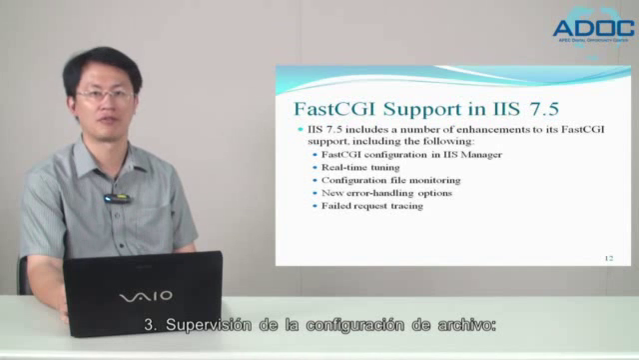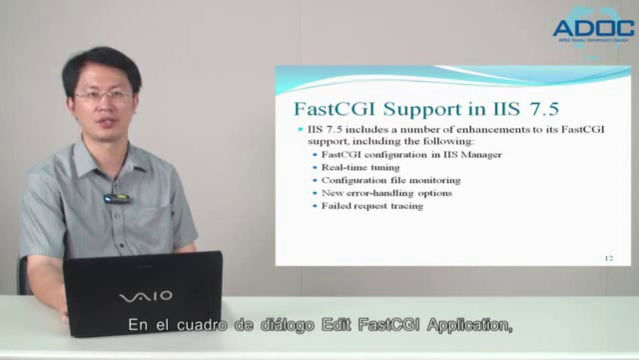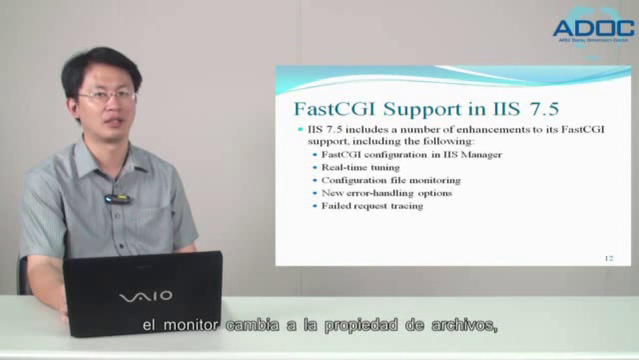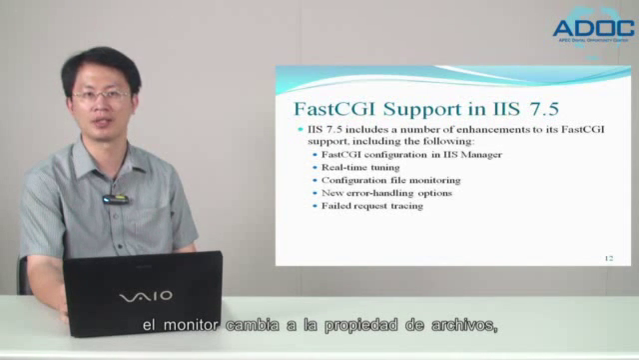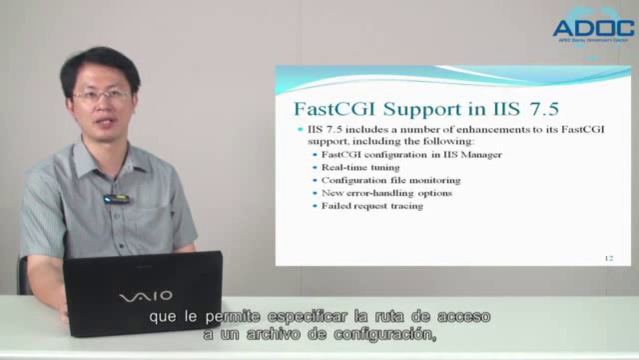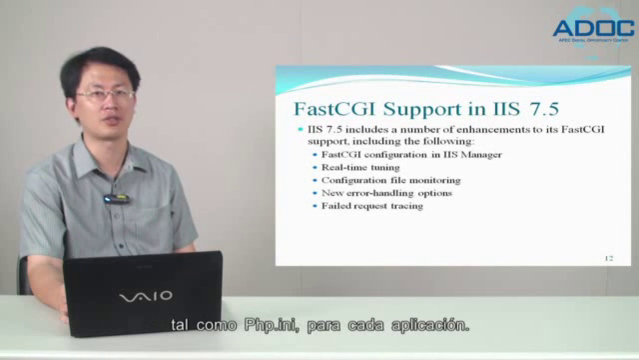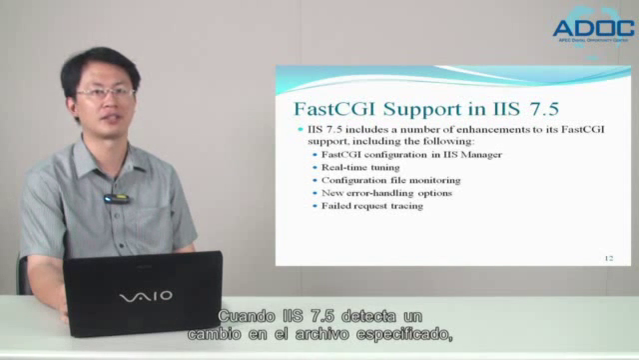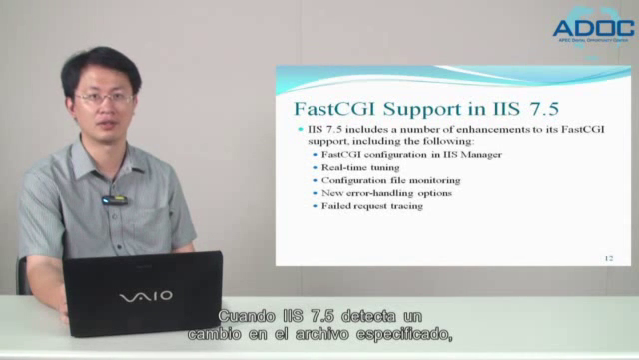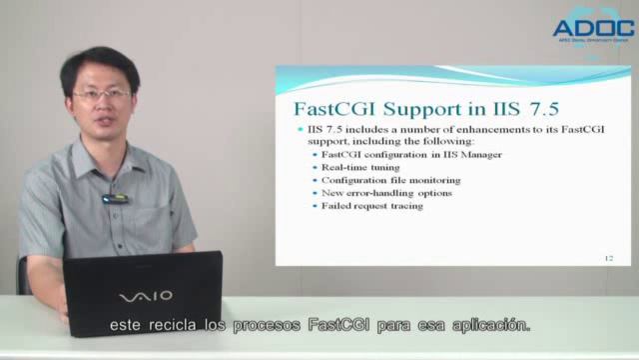Third, configuration file monitoring. In the added FastCGI application dialog box, the monitor changes to file property enables you to specify the path to a configuration file, such as php.ini, for each application. When IIS 7.5 detects a change to the specified file, it recycles the FastCGI processes for the application.